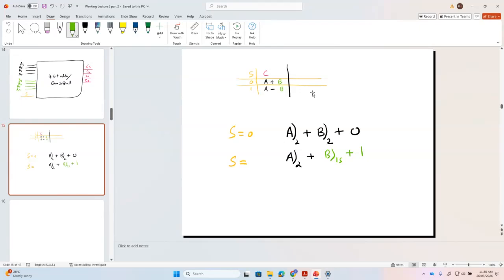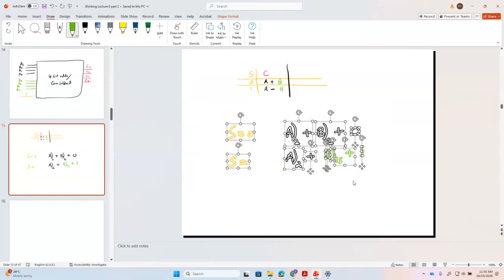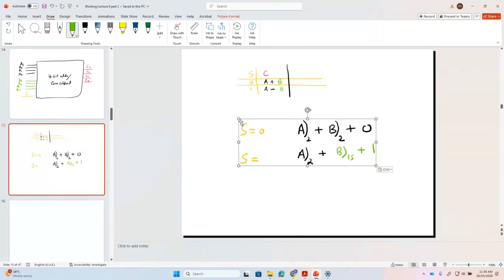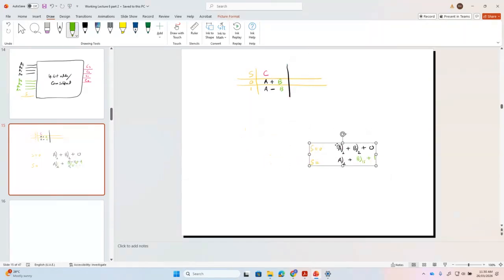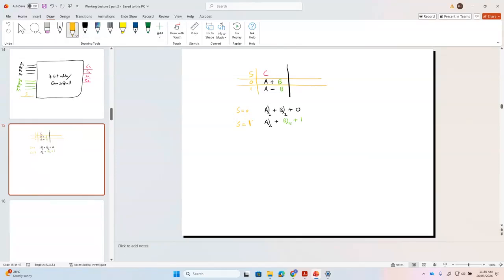So now I'm going to further elaborate it. I'm going to Control-C, then Control-X, and then paste it here. There's an image. So can I further elaborate this? Now there are two possible values: when S is equal to 1, and when S is equal to 0.